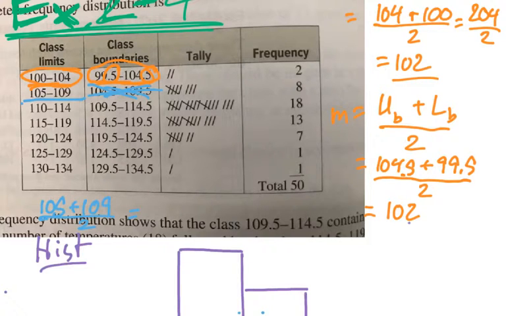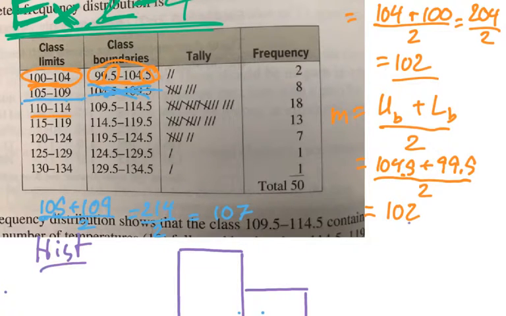We get 214. 214 divided by 2, and so that works out as 107. And let's see, is 107 right smack in the middle of 105 and 109? Yeah, that seems to make sense. Okay. And then let's see what's next.